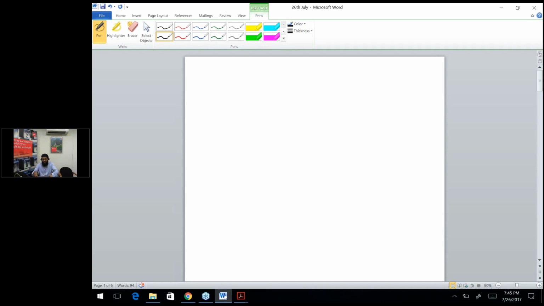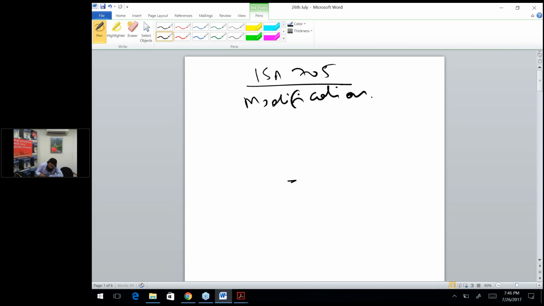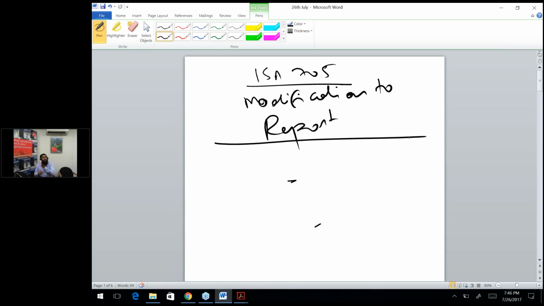Let's discuss what other types there are. This is generally ISA 700 that we have discussed. We have talked about ISA 701 also. Now let's talk about ISA 705, which talks about the modifications to the report. If I talk about modifications to the report, you do know that the modifications are of three types. One of them is a qualified opinion.